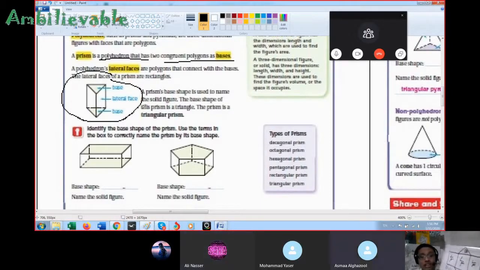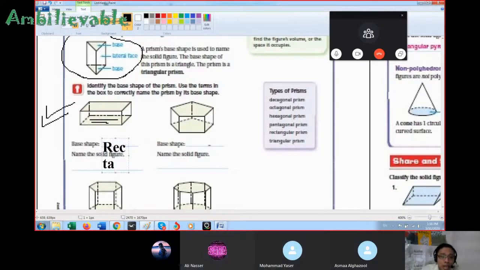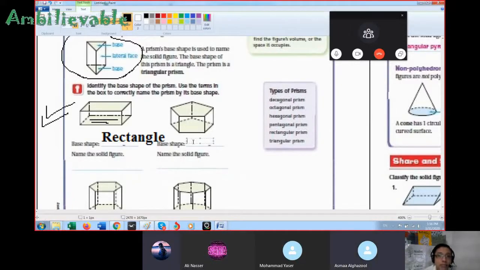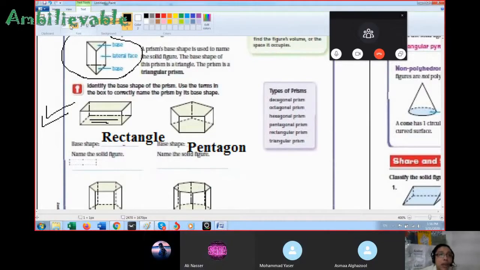The base shape is the one that is lying on the floor. Let's do this one. Identify the base shape. All of you can see this one? What is the shape here? Rectangle. That's it. That's the base shape. It is a rectangle. What about this one? What is the base shape of this shape? Pentagon. Five sides. So the name of this figure is rectangular prism.